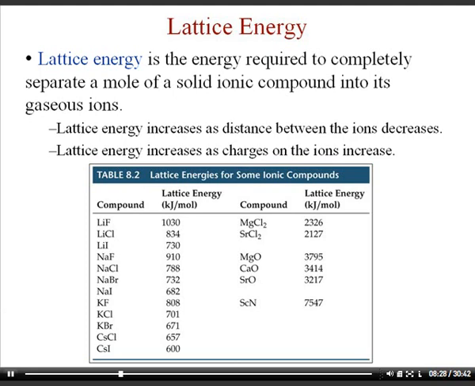Sodium chloride is a +1 and -1 ion, and it's 788 kilojoules per mole to break them apart into gaseous ions. But when you go to magnesium chloride, it's a +2 ion and a -1, and it goes up to 2,326 kilojoules per mole. Another thing you can look at is that the very first column on the left are all +1, -1 ions, and then you go to MgO and CaO and SrO. Those are all +2, -2, and then the last one, ScN, is scandium nitride. That's a +3 and a -3 ion bonded together, so it has the most lattice energy to break them apart.